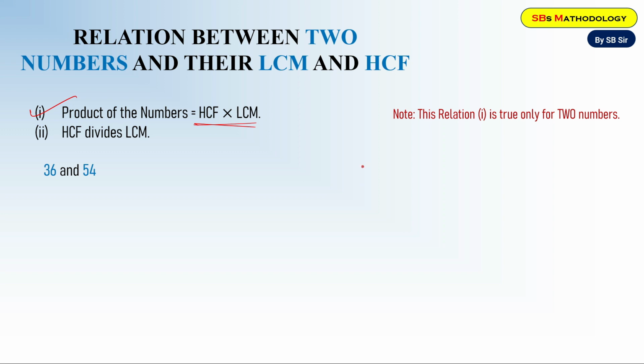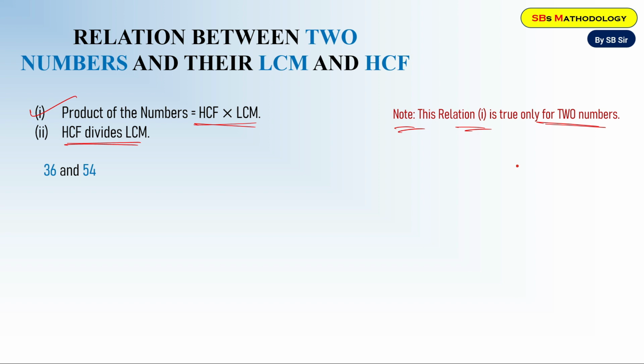And the second says that HCF always divides LCM. So the highest common factor always divides the least common multiple. Now you have to remember that relation 1, that is, the product of the numbers equals LCM times HCF, always holds for only two numbers. I will give an example where this relation does not hold if we take three numbers.